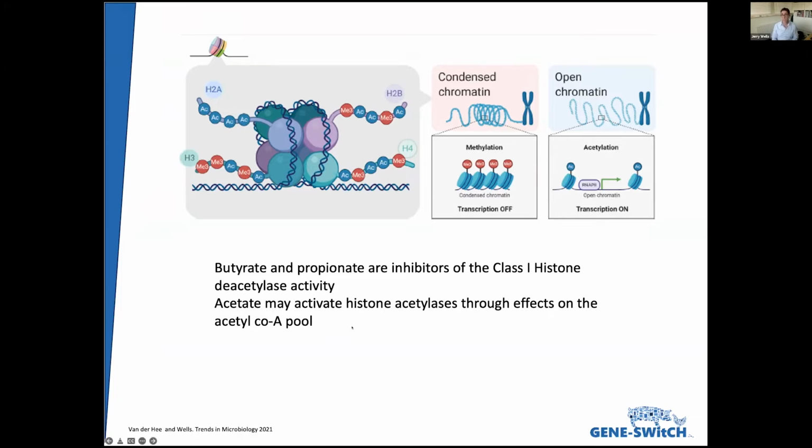Acetate is very likely to activate histone acetylases through effects on the acetyl-CoA pool, which increases AMP kinase activity. And that's known, for example, to acetylate a number of histone deacetylases, but also histone acetylases.